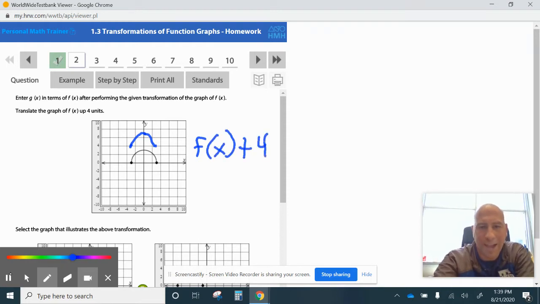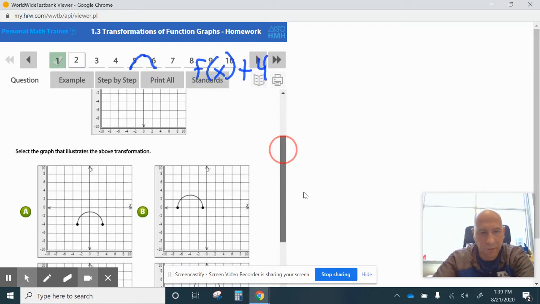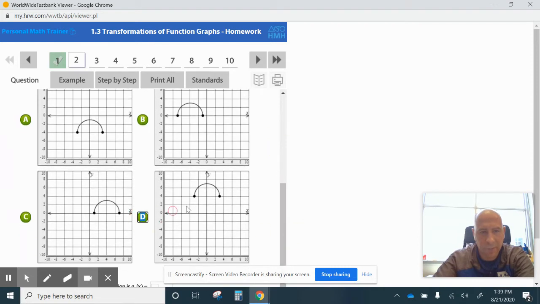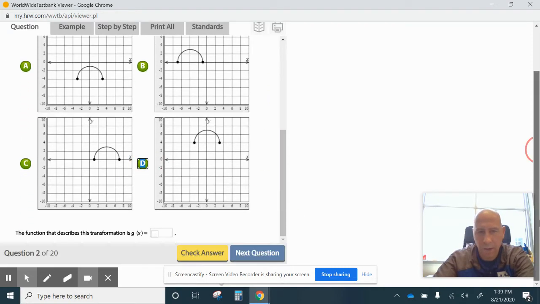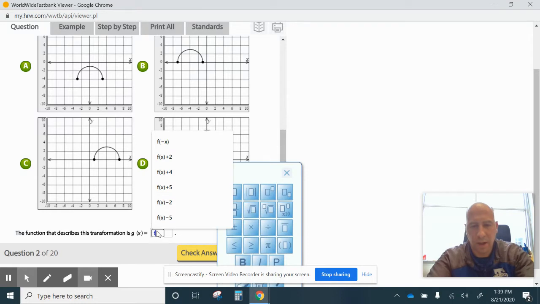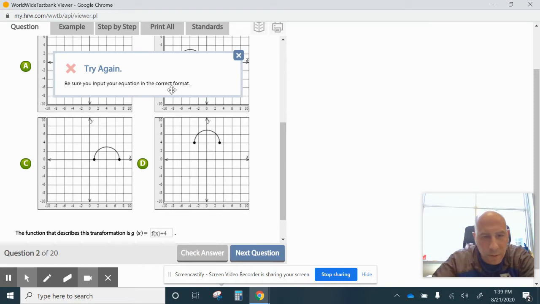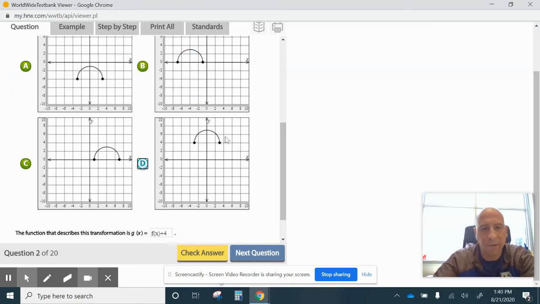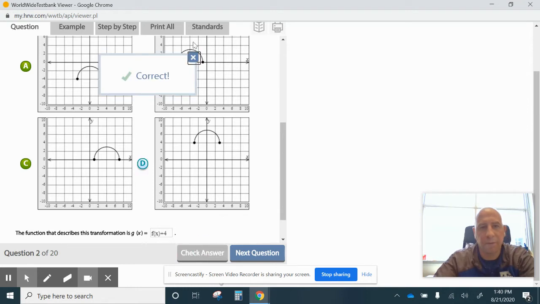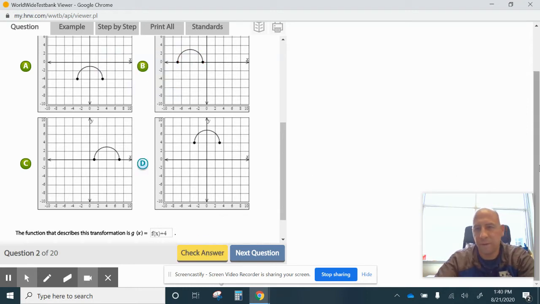The plus 4 is on the outside. So let's go ahead and answer the question. Let's find the one that matches. It looks like D is okay. And then we have f of x plus 4. Correct answer. Oh, I didn't select that answer. Correct. There we go. Thought I selected it, but I didn't.